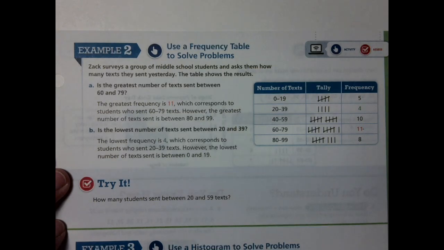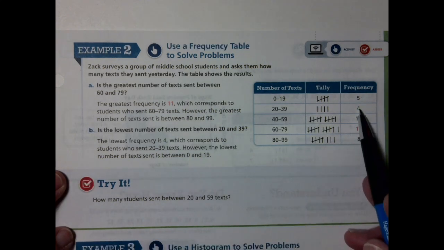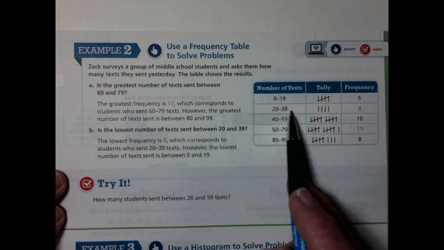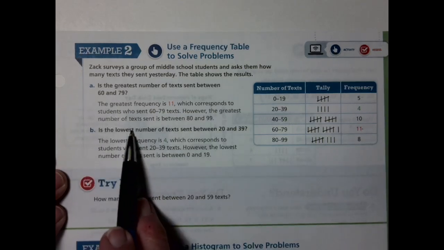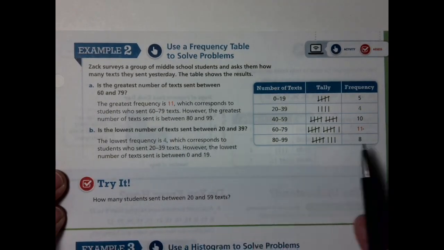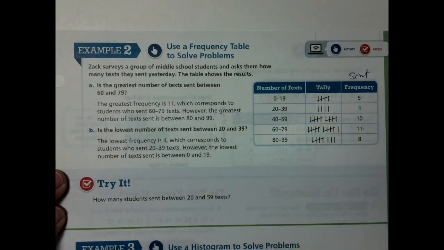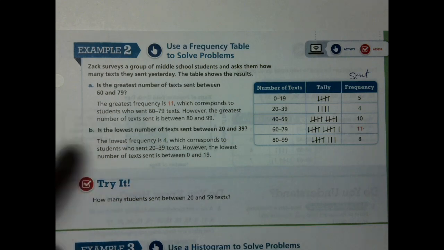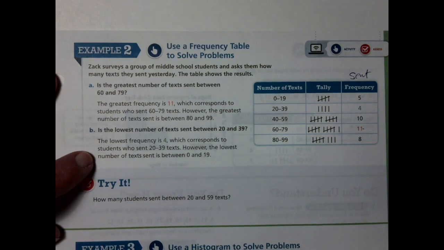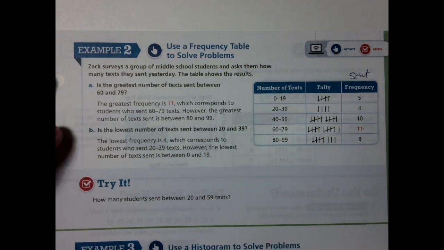Okay? Is the lowest number of texts sent between 20 and 39? The lowest frequency is 4. And so it was between 20 and 39. This is frequency. This is texts sent. Okay? And so, however, the lowest number of texts sent is between 0 and 19. The lowest frequency is 4, which corresponds to students who sent 20 to 39 texts. However, the lowest number of texts sent is between 0 and 19.